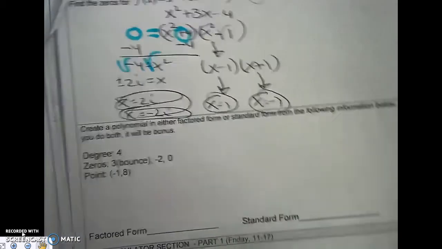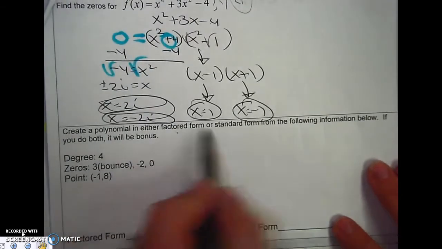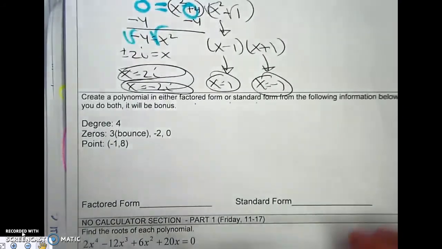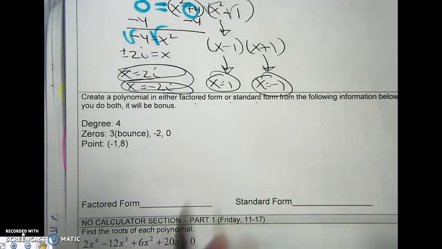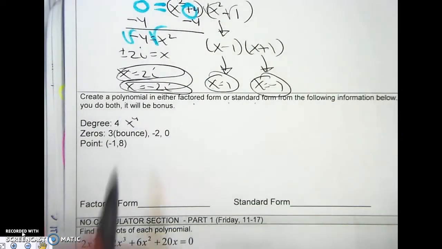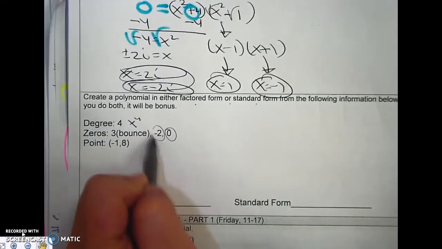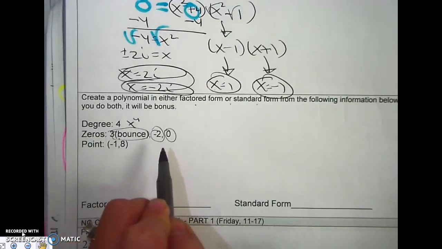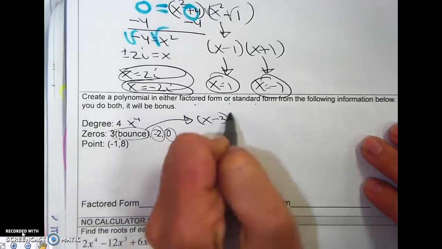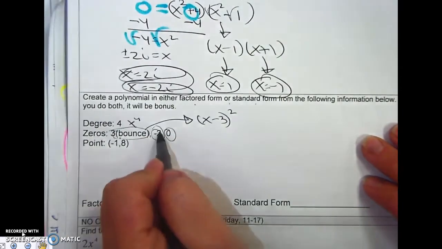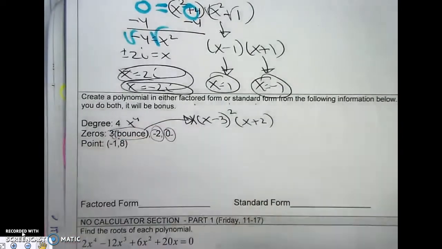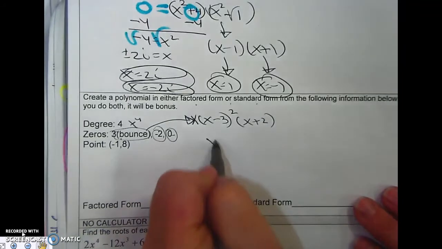Create a polynomial in either factored form or standard form from the following information. If you do both, it will be bonus. Factored form is the easiest for me, but I'll still show you both. So I know it's going to be x to the 4th, and I know that because there's 1 root, 2 roots, and a bounce means this happens twice. So if I'm going to write that, that's x minus 3, but the bounce means squared. The opposite of -2 is +2, and when I have a 0, there's an x right there. So let me rewrite that.